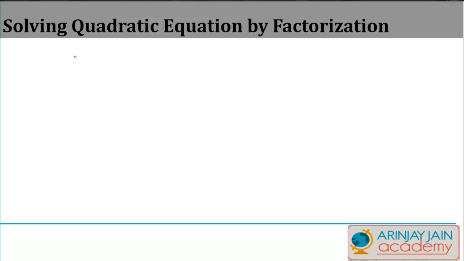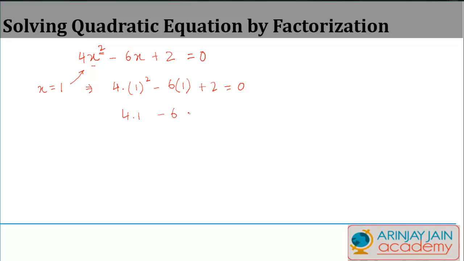Let us say, for example, you have a quadratic equation 4x squared minus 6x plus 2 is equal to 0. This is a quadratic equation because the highest power of the variable x is 2. Now let's say the value of x is equal to 1. When I substitute x equals 1 in this equation, I get 4 times 1 squared, because it is x squared, minus 6 times 1 plus 2 is equal to 0. Simply, I get 4 times 1 minus 6 plus 2.